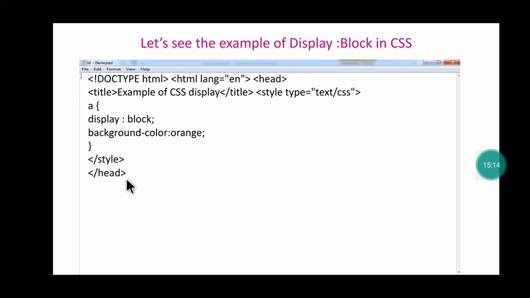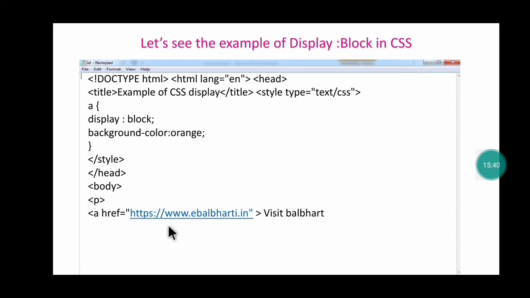Once you close the style tag, then close the head tag and then start with the body tag. In the body section, use the paragraph tag, then use the anchor tag here, because the A selector is defined as the anchor tag. So anchor, then href is the attribute, then http colon slash slash www.ebalbharati.in. This is the URL address of the eBalbharati website. Then close the angle bracket and write visit Balbharati.